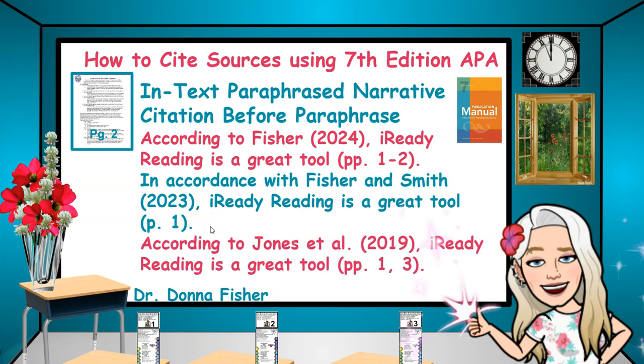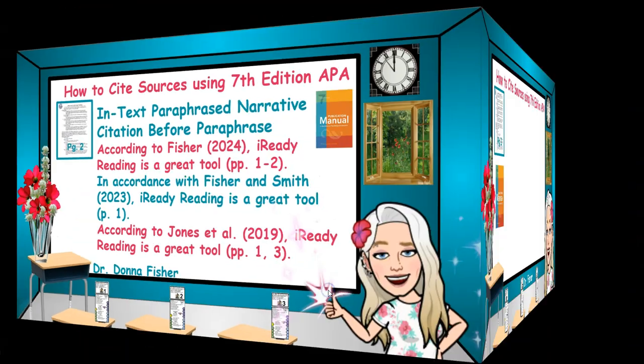Our third and final example here, we have according to Jones et al. That means there are three or more authors who wrote this source, and it was published in 2019, comma, iReady Reading is a great tool, and that was found on two discontinuous pages. Still, you put pp., pages 1 and 3. That means it was not found on page 2. And again, that period is outside of that parentheses. So it was only in the block quote that we put the period over here, and we didn't put any quotes.